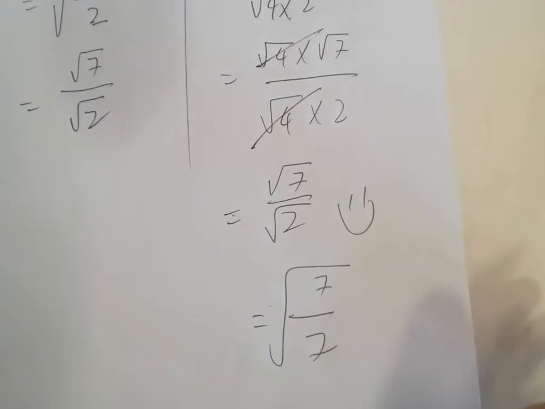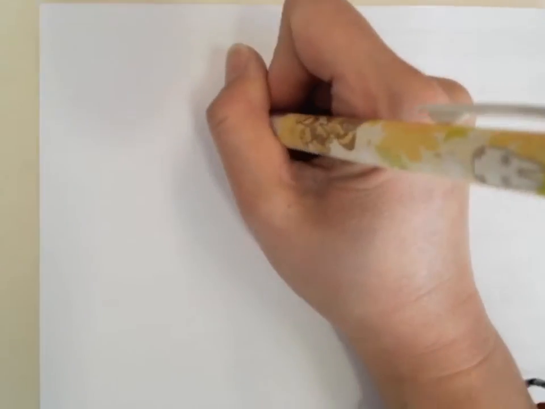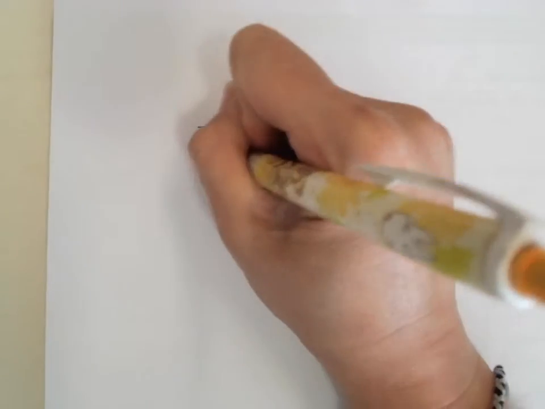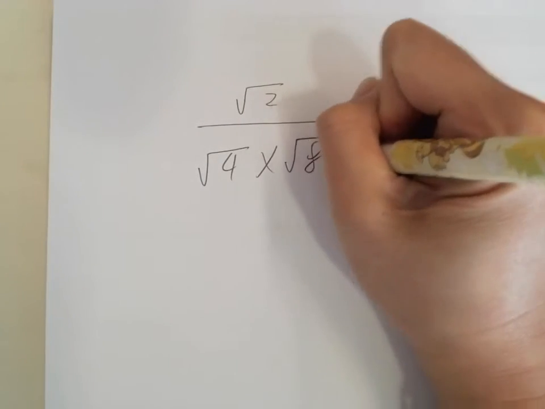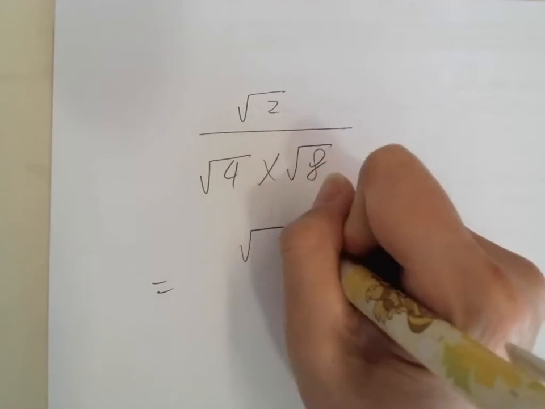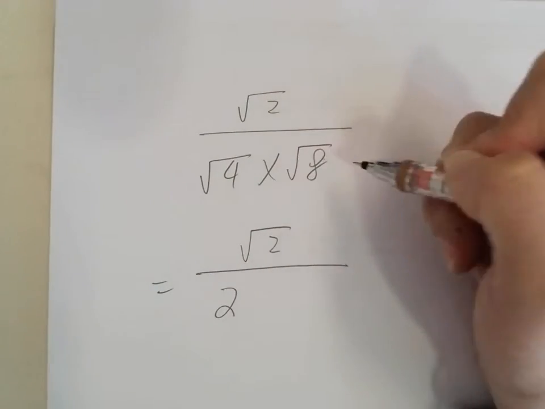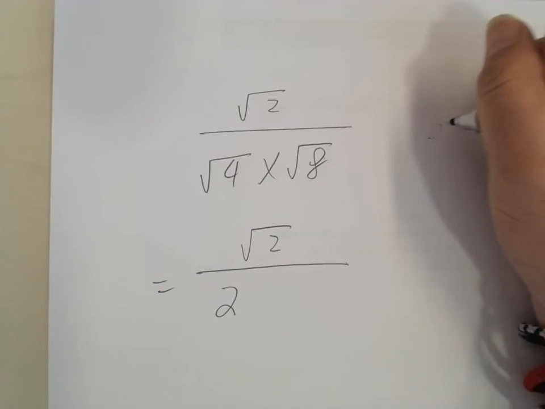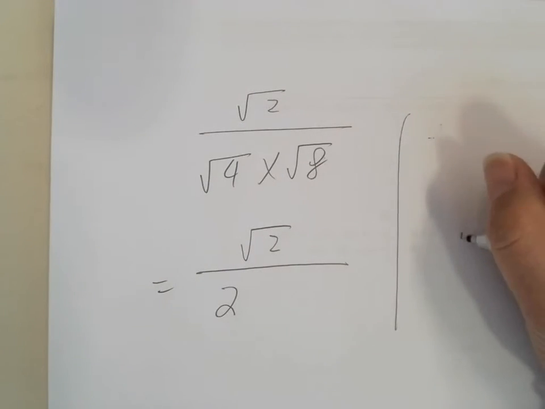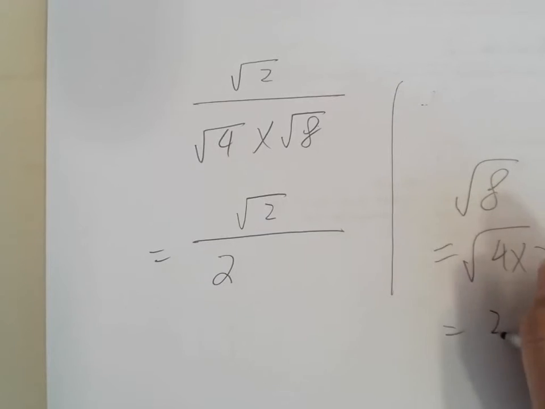Alright, coming up we will have some harder ones. Let's do the multiplication and division together. So this time, we will have square root 2 over square root 4 times square root 8. All I do is just simplify them. So I have square root 2 here. Square root 4 is 2. Now 8 could be, square root 8 equals square root 4 times 2. So I got 2 root 2.